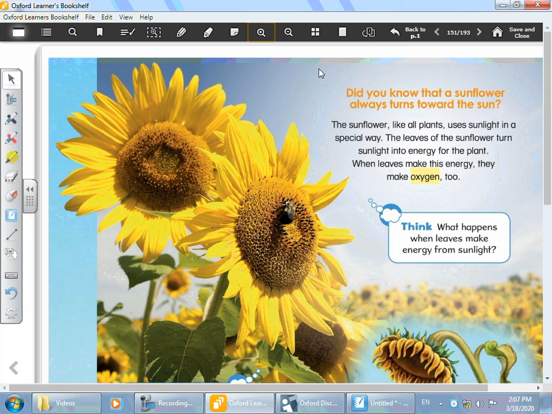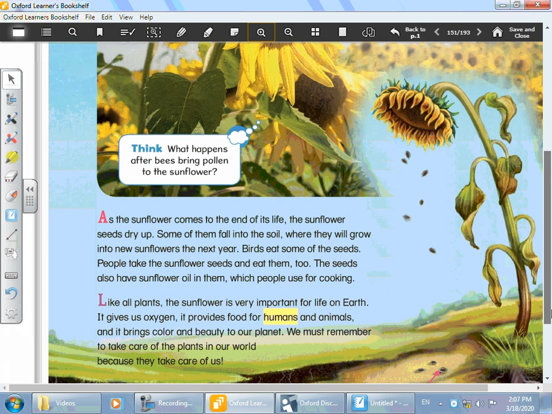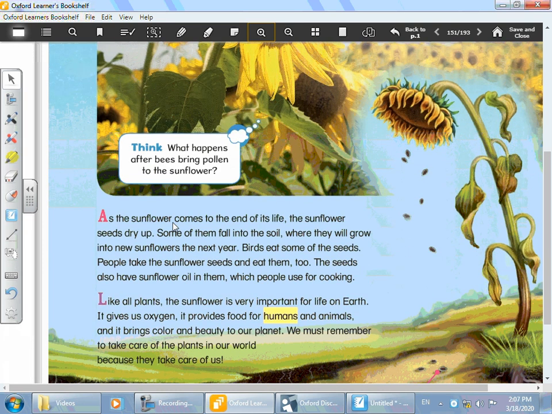When leaves make this energy, they make oxygen too. So the leaves make oxygen, which is good for us because we take the oxygen and breathe in oxygen. Yes, it helps us to breathe. Okay, let's continue. As the sunflower comes to the end of its life, here, coming to the end of its life, it's going to die.